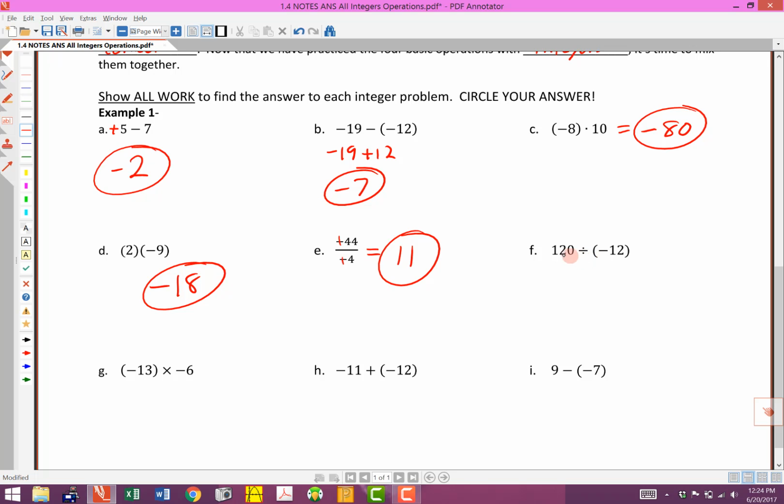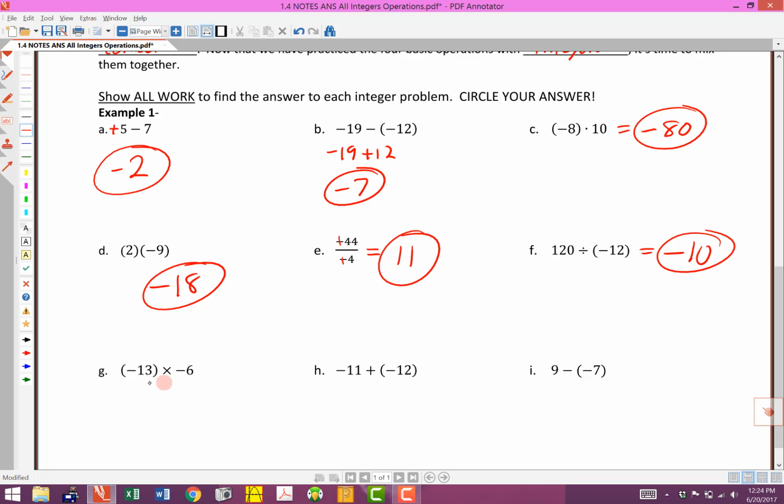Again, we've got division here, a positive divided by a negative, so the answer is going to be negative. And 120 divided by 12. Let's see, 120 divided by 12. Well, that would go in there 10 times, so the answer is going to be negative 10.